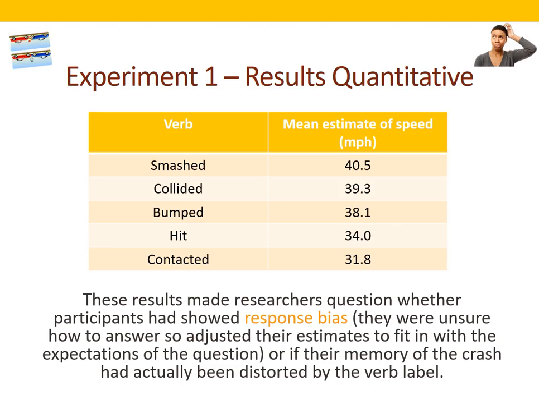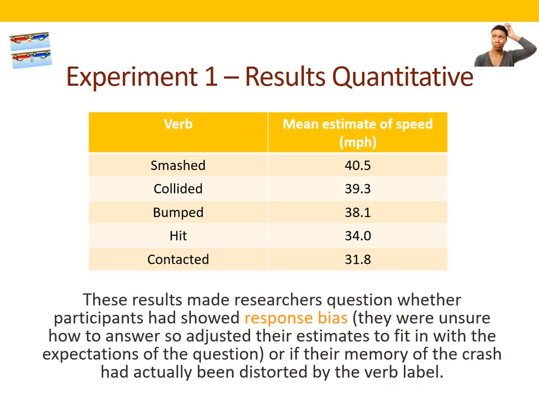So we could say that the leading question and the verb in the leading question has changed the memory of the event. However, the researchers could also say that the participants had shown response bias. So response bias is when you might be unsure exactly how you're supposed to answer that question, or you don't really have any memory of that, or you don't really know how to estimate speed, so you actually have no idea how fast they were going.